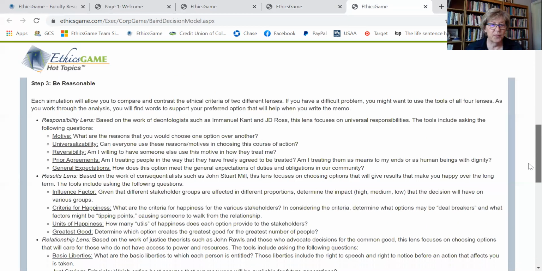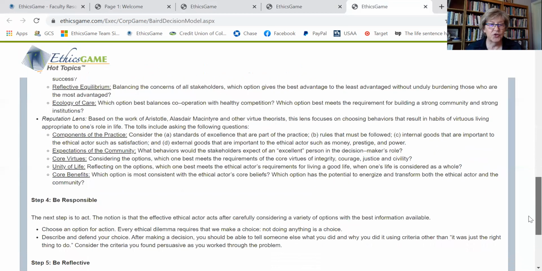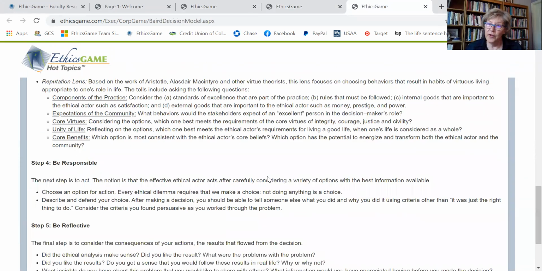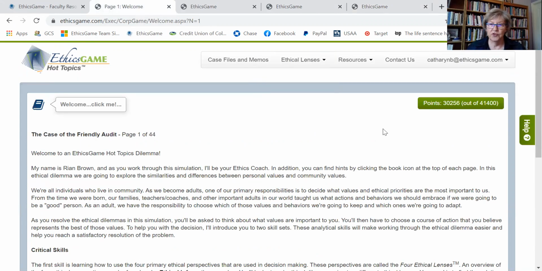Moving then into being responsible, you will have a set of questions, a set of criteria, if you will, that are used for each of the 4 lenses. And then you will be asked to make a decision. When you make a decision, you have 2 decisions to make. One, what is the best option for this lens? And then finally, what option do you think is the best? So with that overview, let's go back to this particular page.